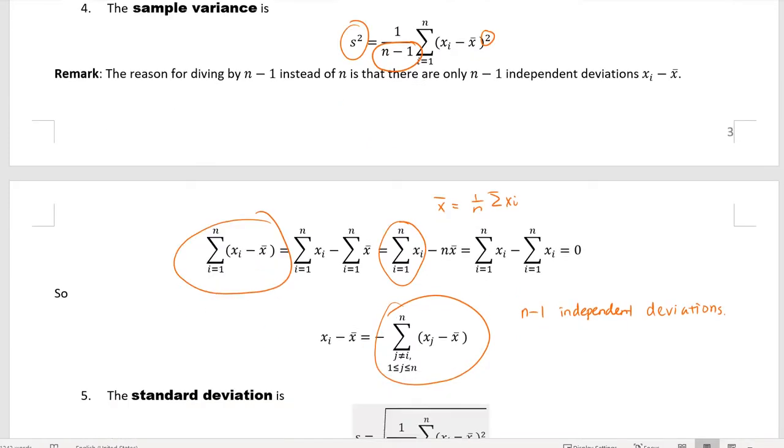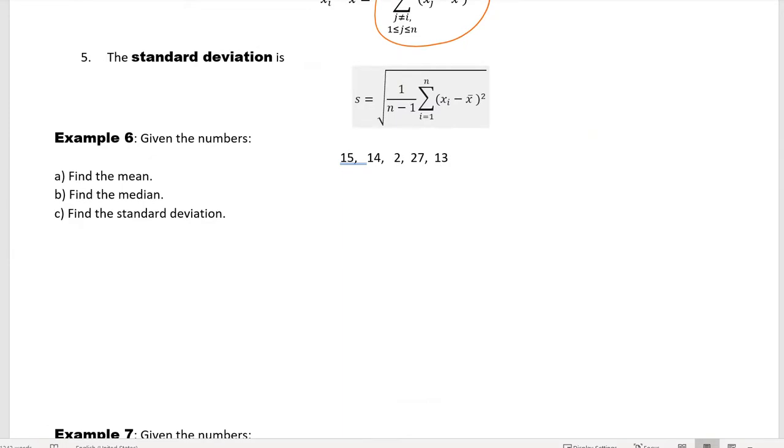Okay, let's look at some examples. Example 6. Given the numbers 15, 14, 2, 27, 13. Part A, find the mean. Part B, find the median. Part C, find the standard deviation.